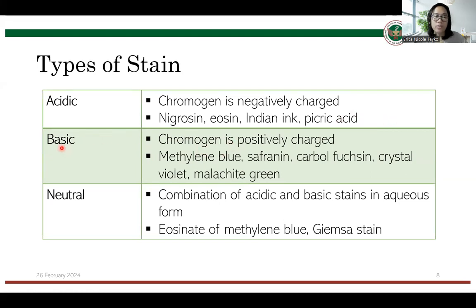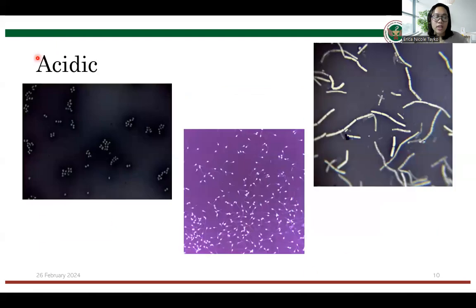On the other hand, basic stains have a positively charged chromogen, so the chromogen is able to attach to the negatively charged bacterial cells, since they are positively charged, so they attract. Now your basic stains can colorize your bacterial cells. Let's look at some pictures of what your acidic stains and basic stains would look like.